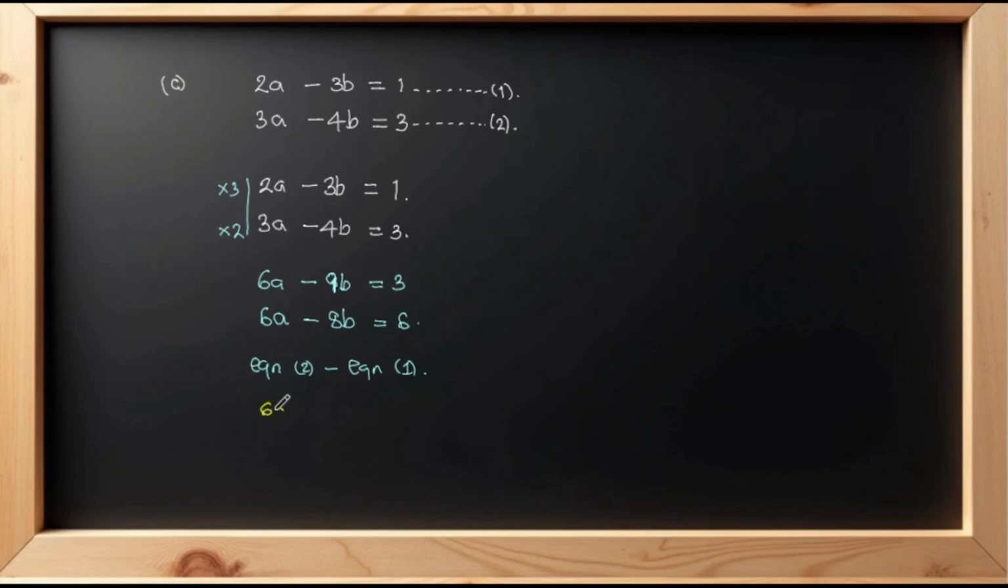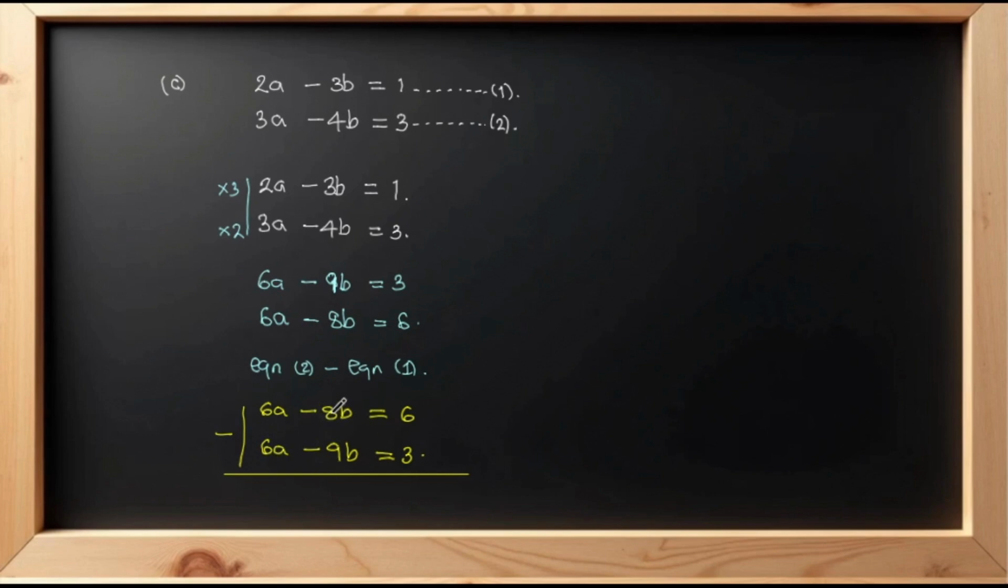6a minus 8b equals 6. Then equation 1 is having 6a minus 9b equals 3. Now we're subtracting, and then the result of this subtraction, that's 6a minus 6a, 0, so we don't need to write that 0 here.